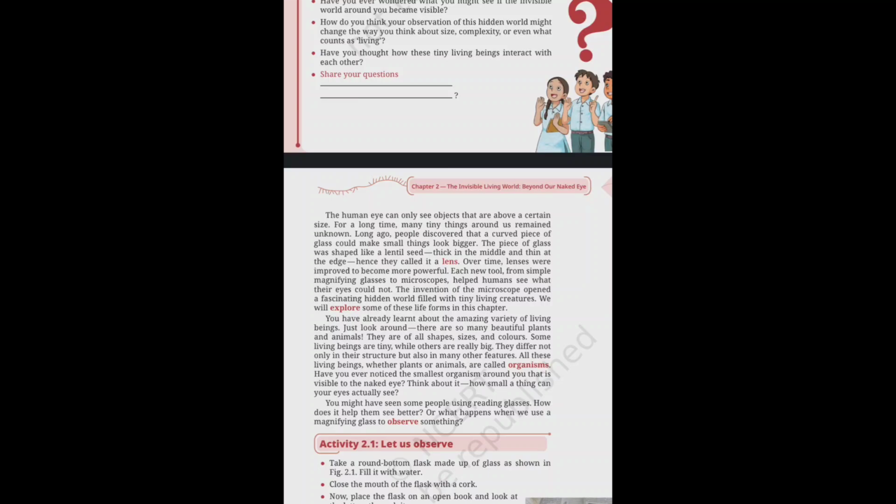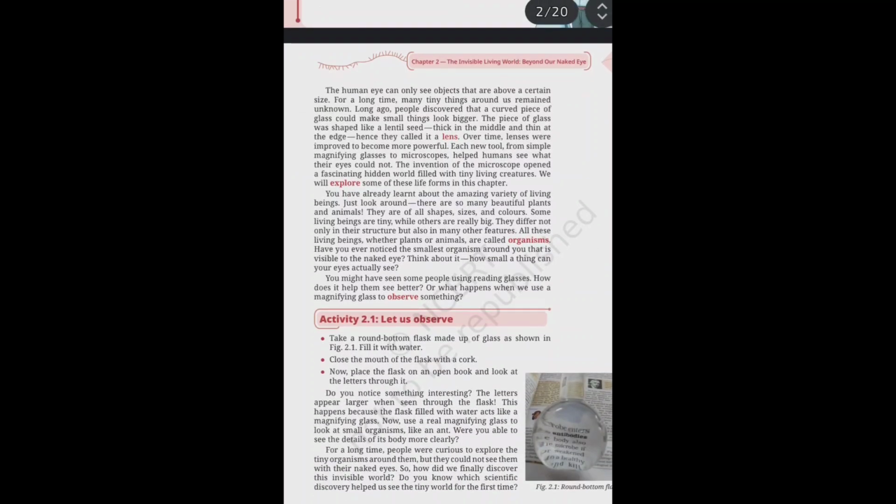See, the human eye can see objects that are above a certain size. If they are too small, we are not able to see them. For a long time, many tiny things around us remained unknown because at that time people did not know about the microscope. Nobody had invented the microscope, and they did not know about that kind of world which is beyond the capacity of their naked eye.